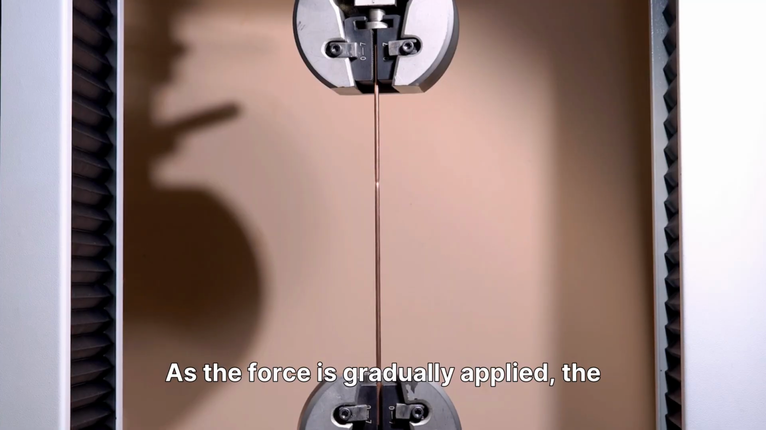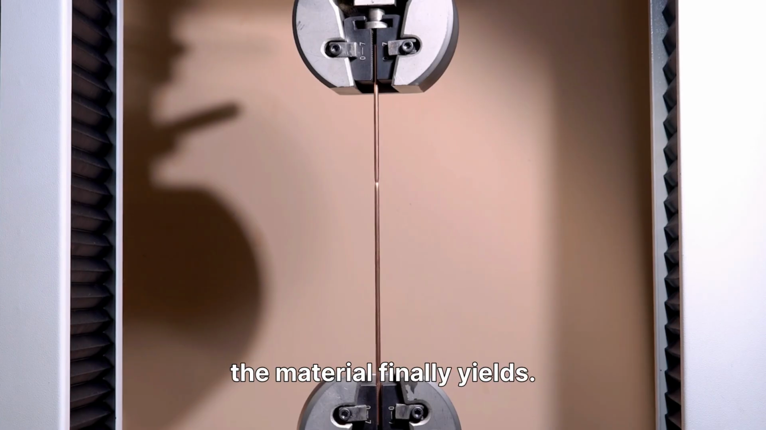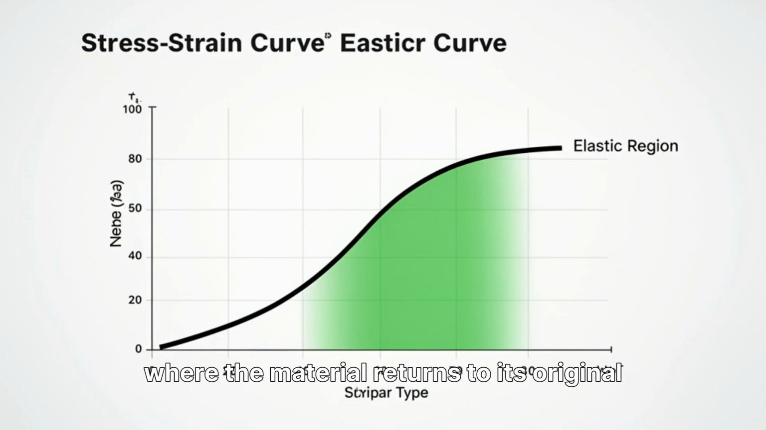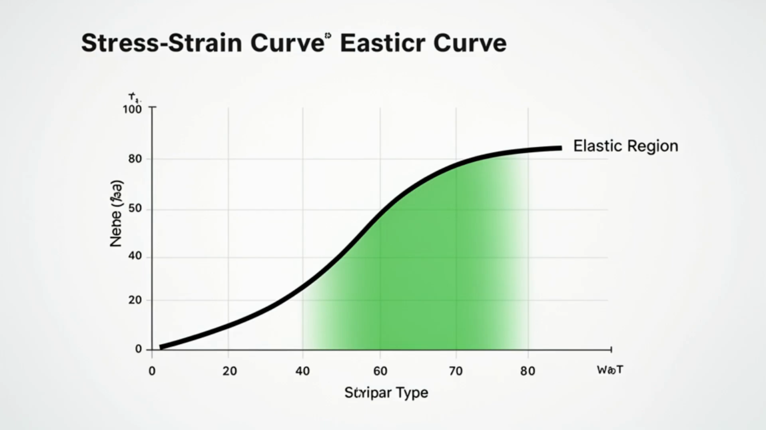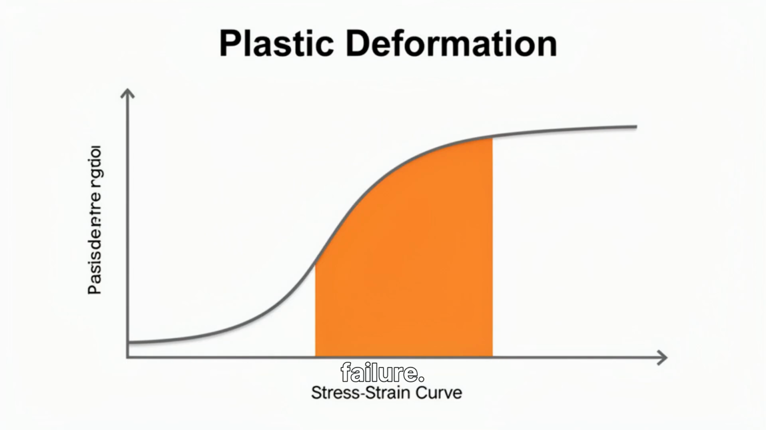As the force is gradually applied, the machine records the deformation. We are looking for the point where the material finally yields. This data is plotted on a stress-strain curve. The first part is the elastic region, where the material returns to its original shape. But once we pass the yield point, the material enters the plastic region. It is now permanently deformed and nearing failure.